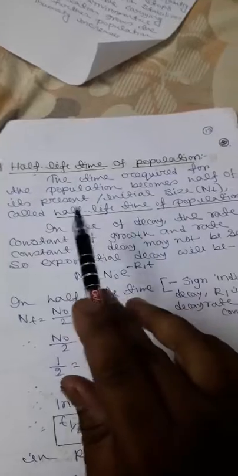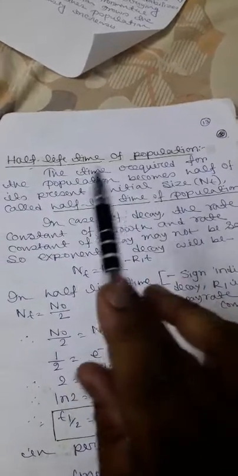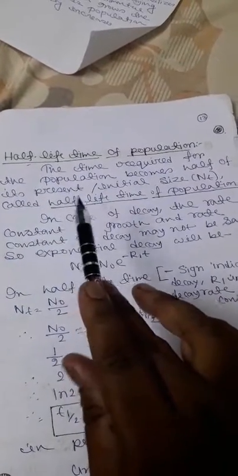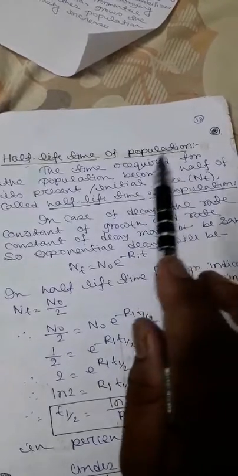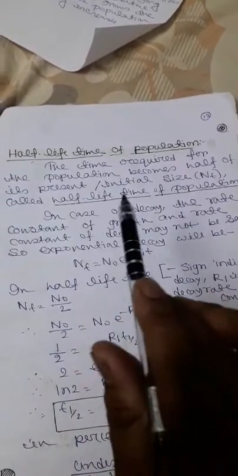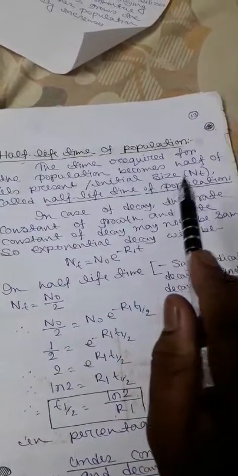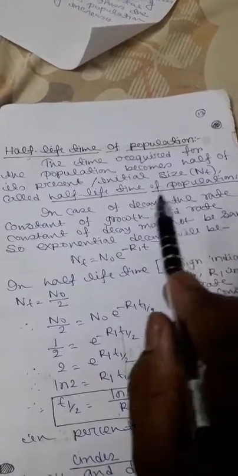Now in case of half life, half life means the time required for the population to become half of its present or initial size. The half lifetime of population means the time required for the population to become half of its initial size.